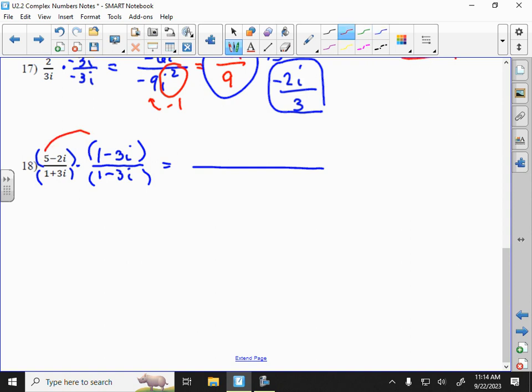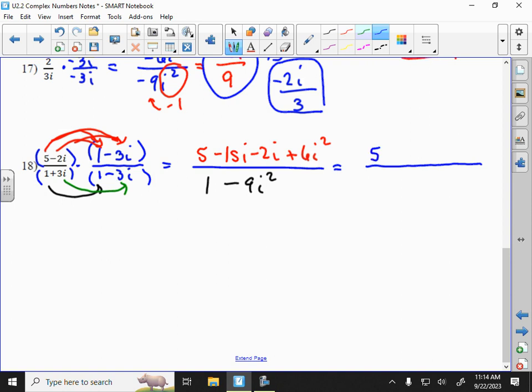All right, so let's distribute 5 first. That's 5 minus 15i. We'll distribute the negative 2i. That's negative 2i plus 6i squared. Negative 2i times negative 3i is positive 6i squared. Okay, on the bottom, remember, with conjugates, you only have to multiply the first terms together and the last terms together, because the middle terms are always going to end up canceling out. Okay, so let's do that. 1 times 1 is 1. 3i times negative 3i is minus 9i squared. Okay, now we just got to simplify this down.